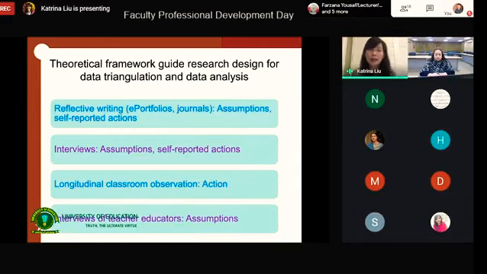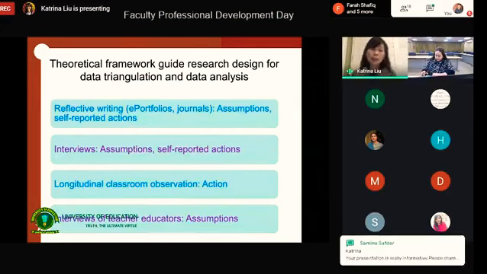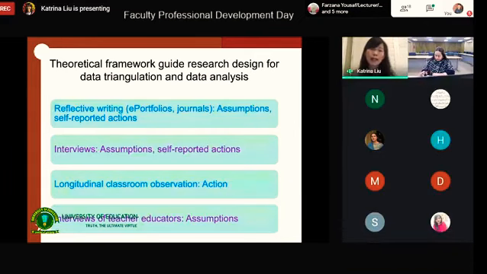For example, I collected reflective writing data to study pre-service teachers' assumptions and the self-reported actions that they write in their e-portfolios and journals. And I also collected interview data to get a deeper understanding about their assumptions and also self-reported actions, like what actions they take. And then, more importantly, I conducted longitudinal classroom observation to really see the practice, the actions they implement in the classroom. And then I also collected data from teacher educators. And this study has been going on for a few years.